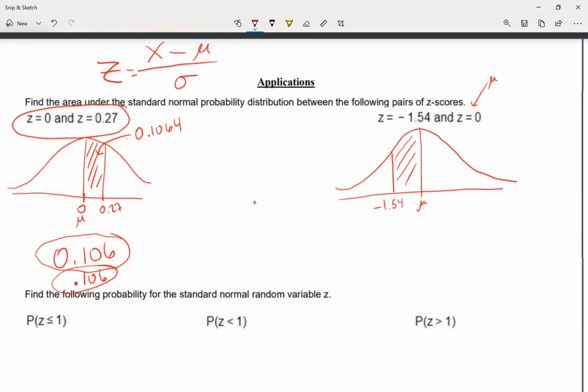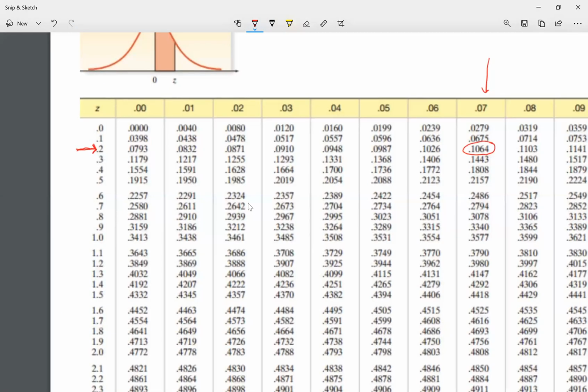Now, on our table, remember it only gives us everything to the right of mu. So on my table, let me do this in blue so we see the difference. I'm going to look at 1.54 because that will give me this area. The area in red is equal to the area in blue. So it doesn't matter which one I get, it's the same thing. All right, so let me go 1.54. That's what I'm looking for.